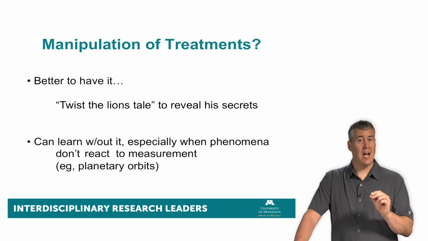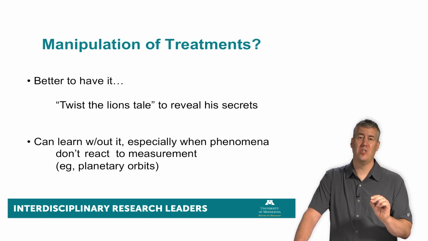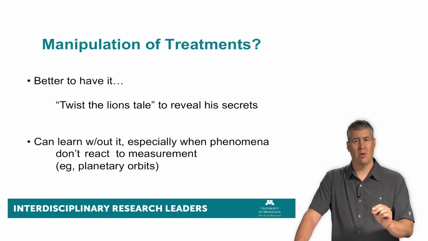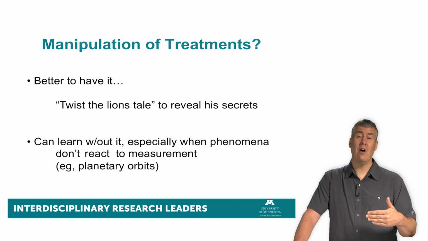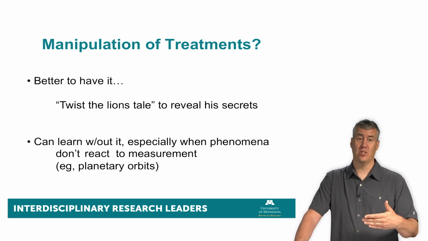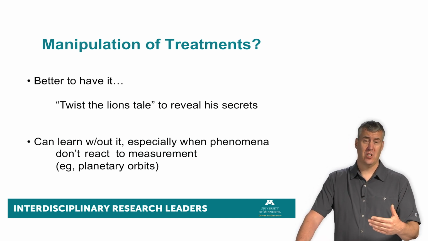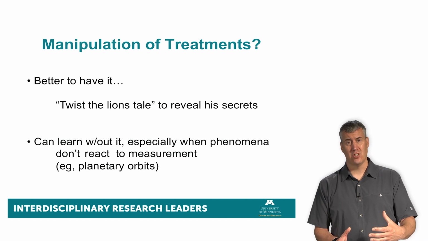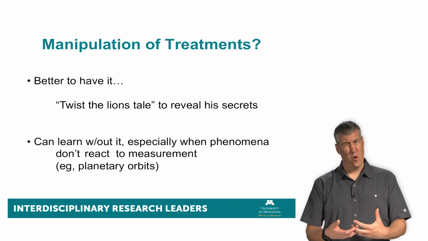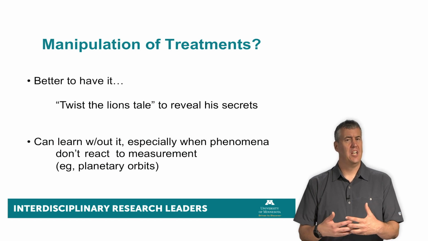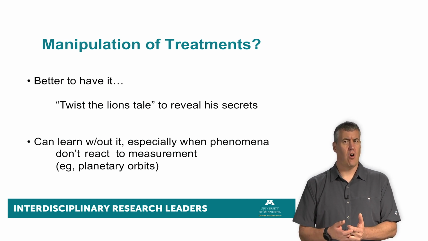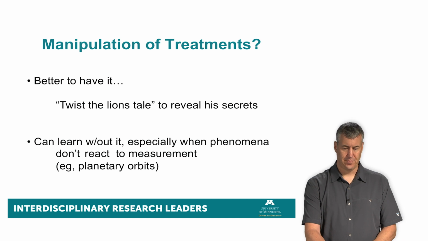Now we can learn without manipulation, it's just more difficult. It requires more assumptions, or, like in the physical sciences, well-established natural laws. We can understand, say, planetary orbits. In the social, human, medical sciences, there tends to be more upheaval or chaos or noise, and so those natural laws are harder to establish.